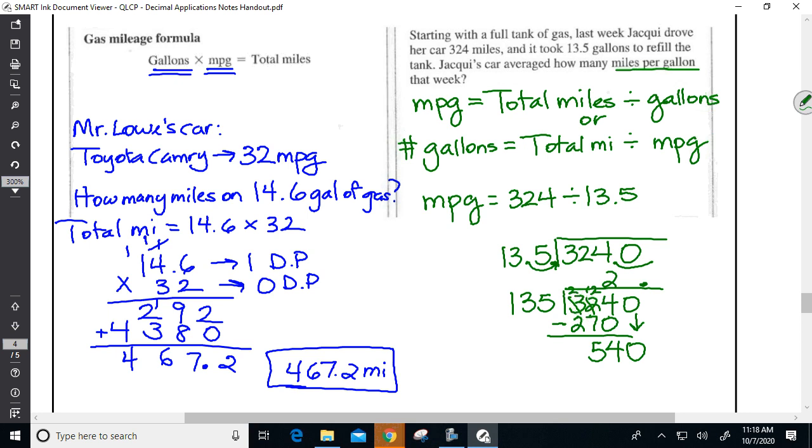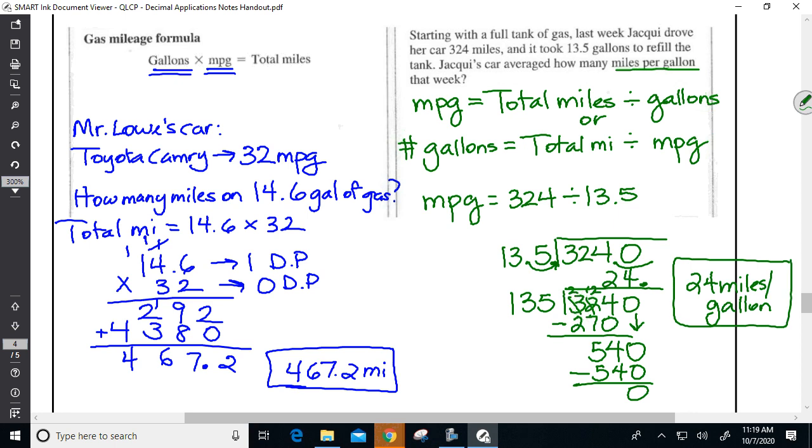How many times will 135 go into 540? 4 times. So 4 times 135 is 540. That's 24 miles per gallon. So if you can get 24 miles per gallon, I would say that you have a pretty decent car.